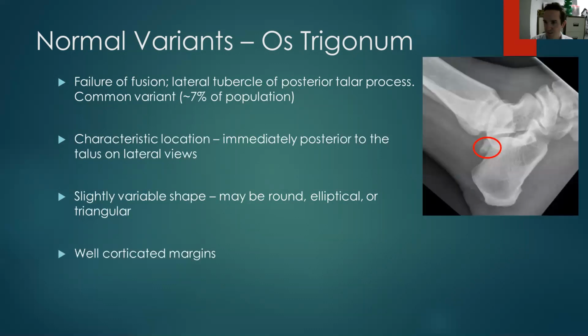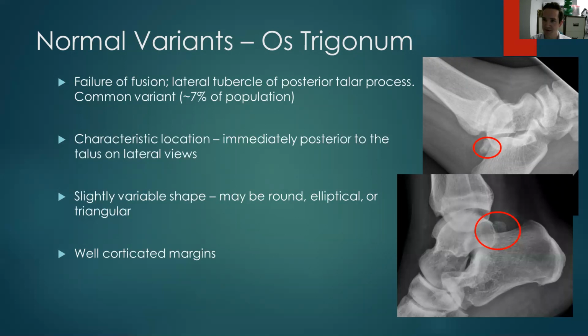So here's one example. It's kind of like an oblong shape, that one, isn't it? And we have another example here. As you can see, they're both in pretty much exactly the same position behind the talus on your lateral view. Whilst it's different in shape, it's the location and the margins that give it away as an os trigonum.